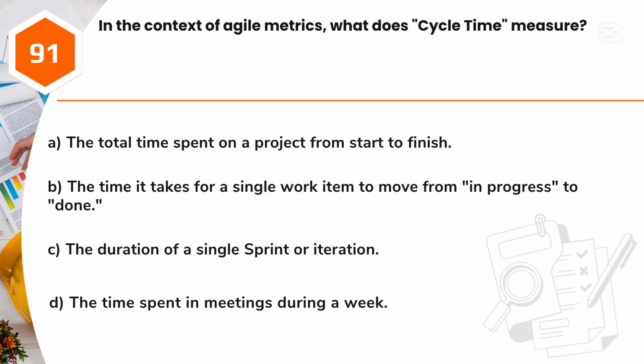Question 91. In the context of Agile metrics, what does cycle time measure? A. The total time spent on a project from start to finish. B. The time it takes for a single work item to move from in progress to done. C. The duration of a single sprint or iteration. D. The time spent in meetings during a week.